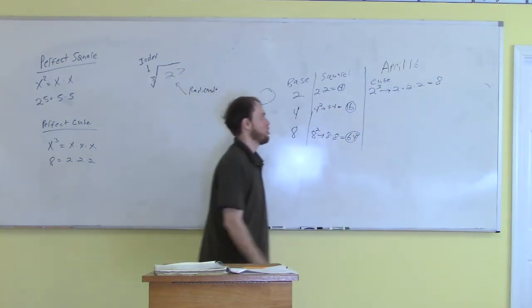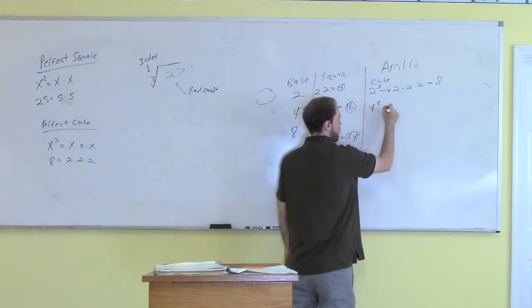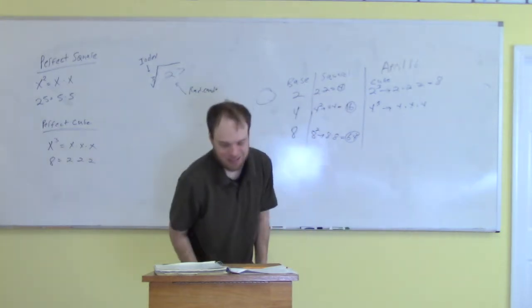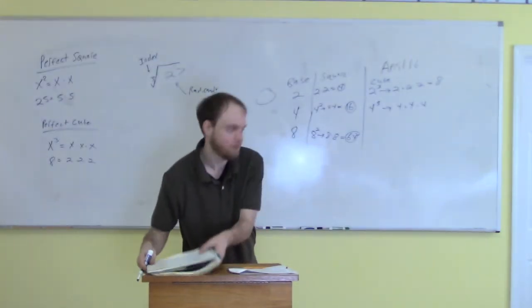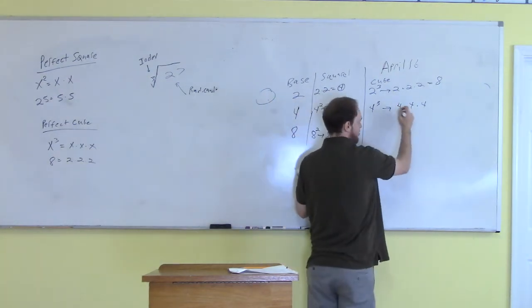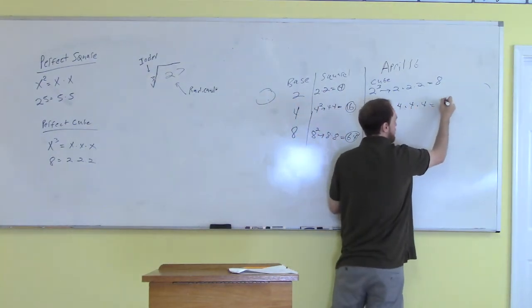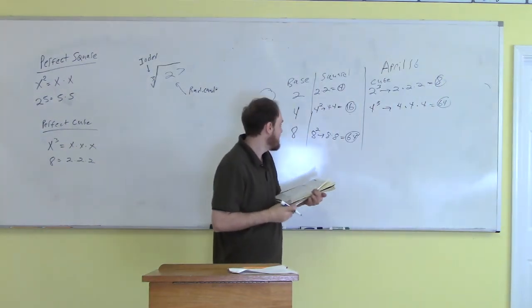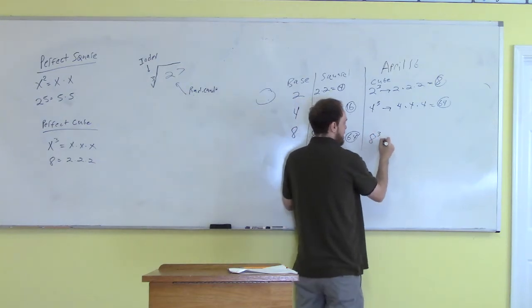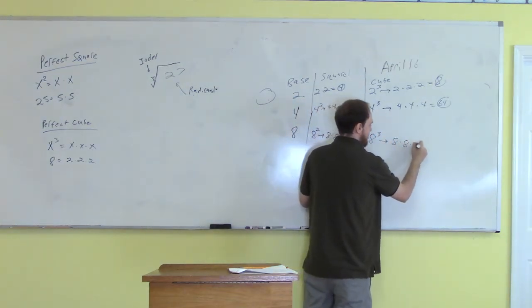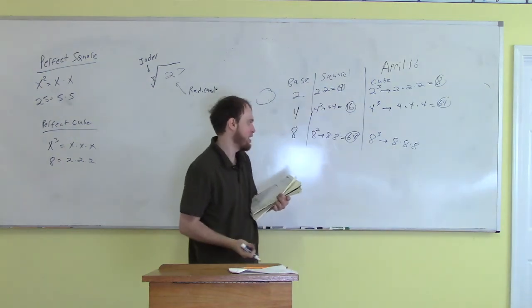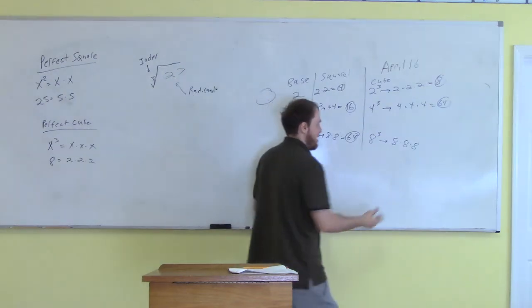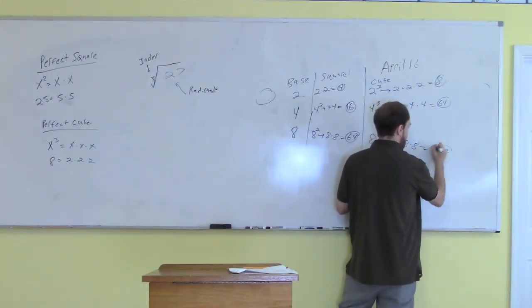Then for 4, you would do 4 cubed, so it would be 4 times 4 times 4. So that would be 16 times 4, which is 64. So 4 times 4 is 16. 16 times 4 equals 64. And then 8 cubed would be 8 times 8 times 8, 3 times. And so that would be 8 times 8 is 64. 64 times 8 is 512. So you just have to do the multiplication.